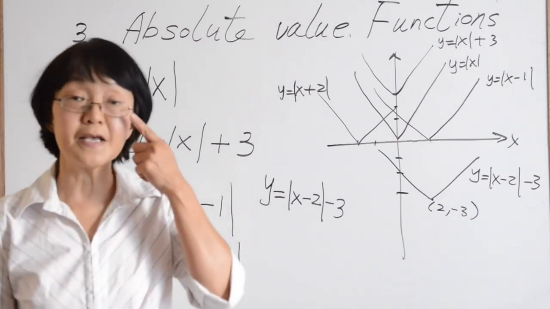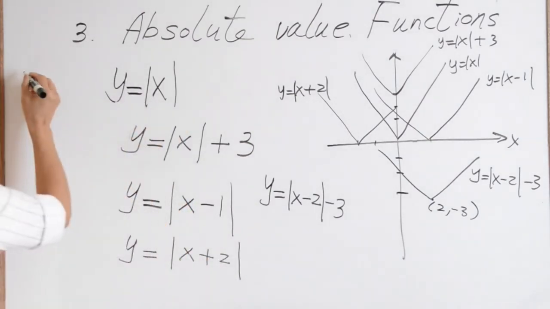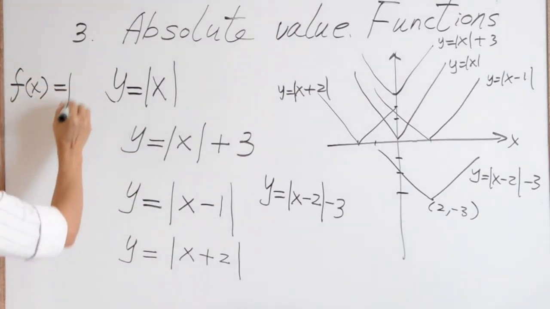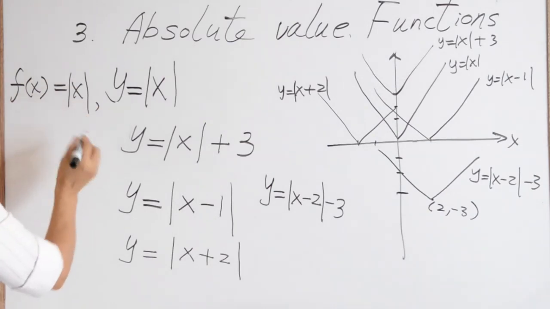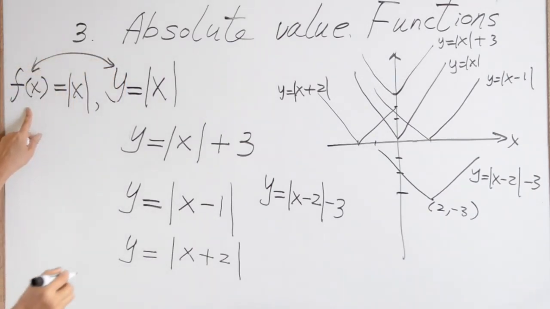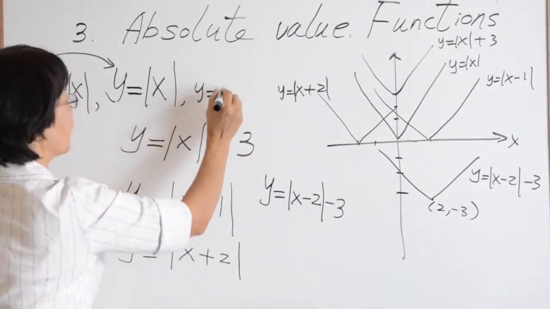I want to say a little bit about function notation. Sometimes they like to do this. They say f(x) equal to this. It means the same thing as y, okay? Just a function notation. Or they can say y equal to f(x).